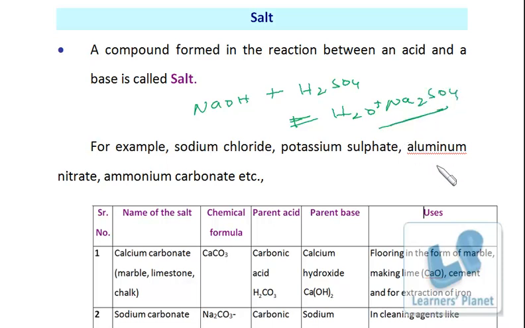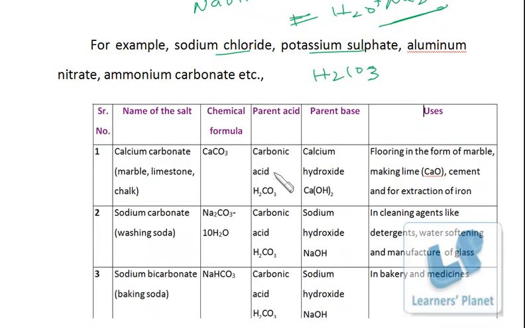Similarly, by the reaction of aluminium hydroxide and nitric acid, that is HNO3, you'll be getting aluminium nitrate. Similarly, with ammonium hydroxide and carbonic acid, that is H2CO3, but a weak acid, we'll be getting ammonium carbonate. So all these are examples of salts, right? And salts are formed in the reaction between an acid and a base. Okay, these are common salts over here.